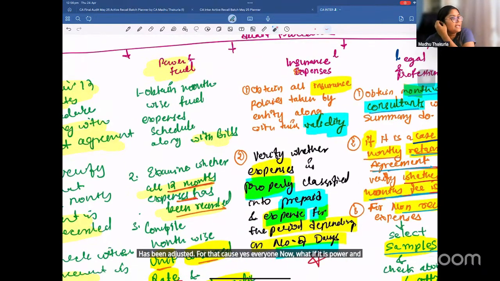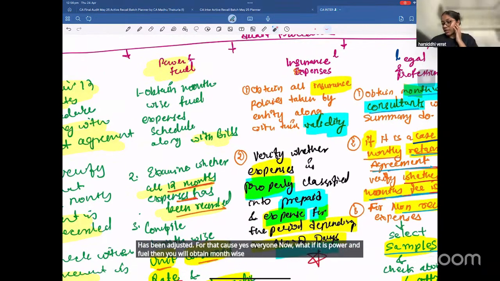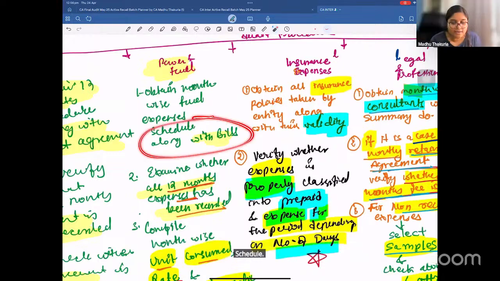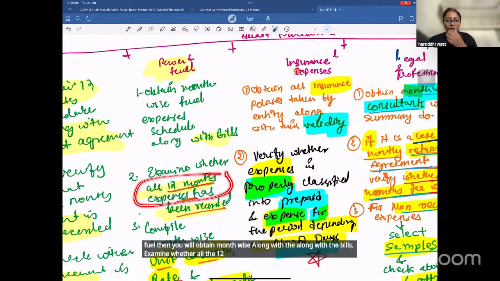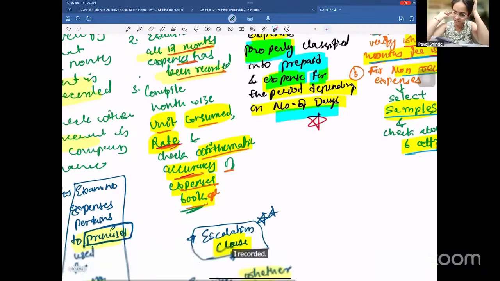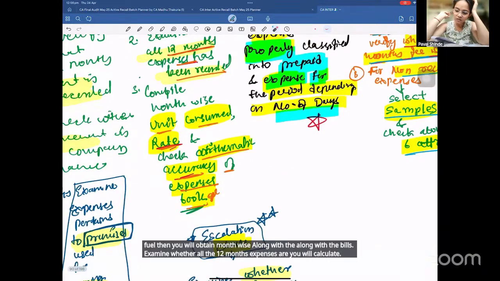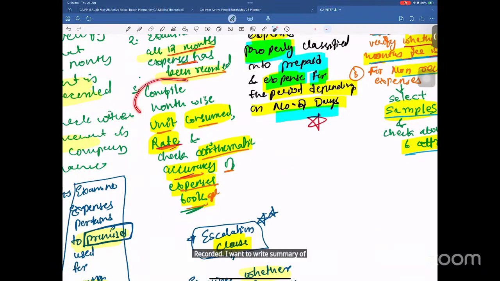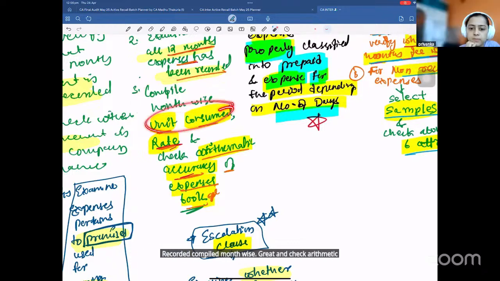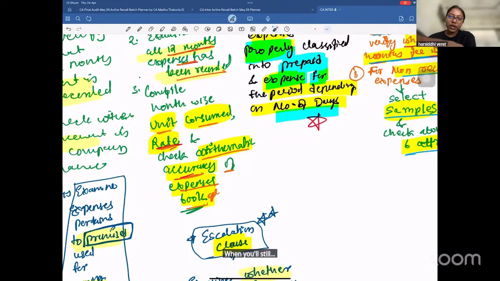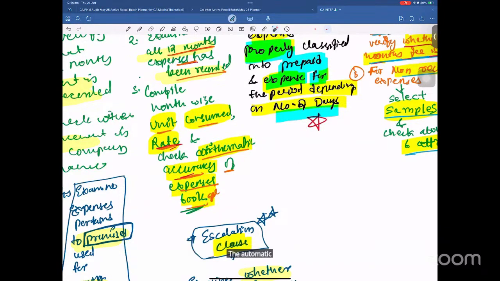Now, what if it is power and fuel? Then you will obtain a month-wise schedule along with the power bills. Examine whether all the 12 months' expenses have been recorded. Then you will compile a month-wise summary of units and rate, and check the arithmetic accuracy of the bills.